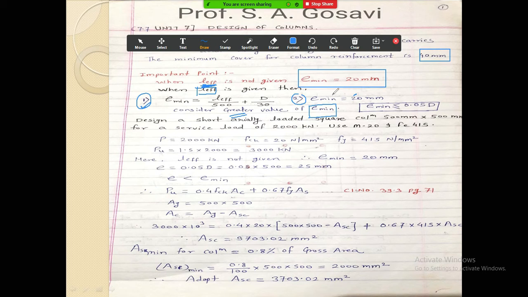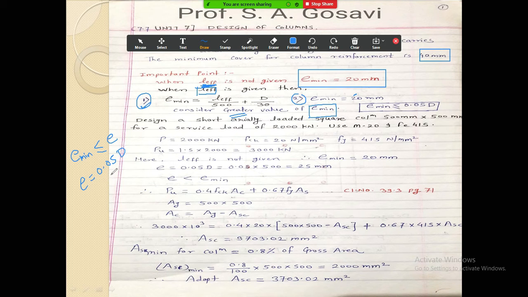Now one more thing is that after the comparison of these two, whatever E minimum value you got, that value should be less than or equal to E. E means the eccentricity which is exactly there at the column, and this is your minimum eccentricity, and this is the eccentricity exactly at that position. And this E is calculated as E equal to 0.05 into D. So 0.05 into D. In this way, this eccentricity is calculated.